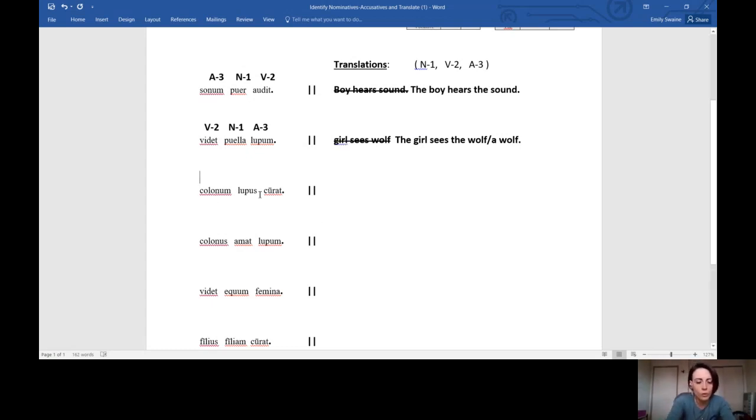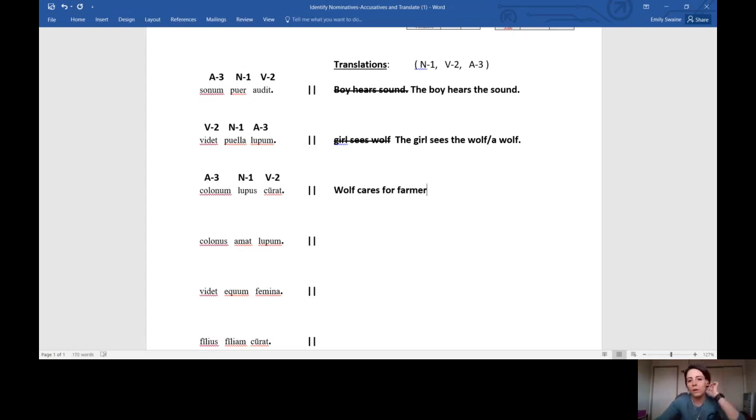Next, colonum lupus curat. So colonum ends in an M, so it's going to be our A, and that's a 3. Lupus is our N, so it's a 1. Curat is our verb, so it's a 2. Okay. So colonum lupus curat, we take our N1 first, so we say wolf. Curat is cares for, and colonum is farmer.